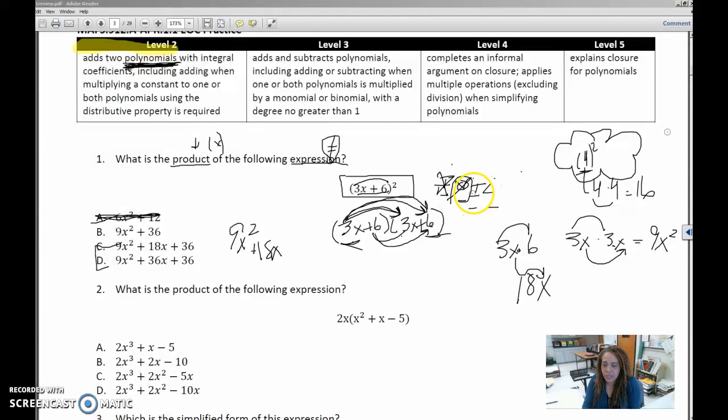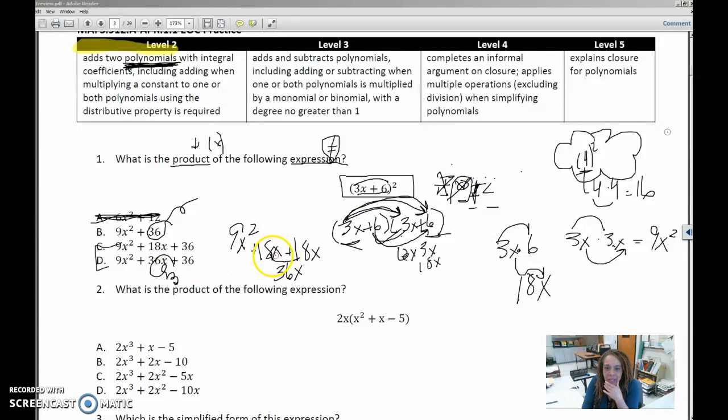Now I want to take a look at my inner terms. Well, I have 6 times 3x again. So I could write it here: 6 times 3x is 18x. So I have another 18x. I can see where this is starting to shape up. 18x plus 18x is 36x. So now I see a 36 here, and I see a 36 here. I'm still kind of torn between any of these answers. Let me keep going. So that was my inner term.